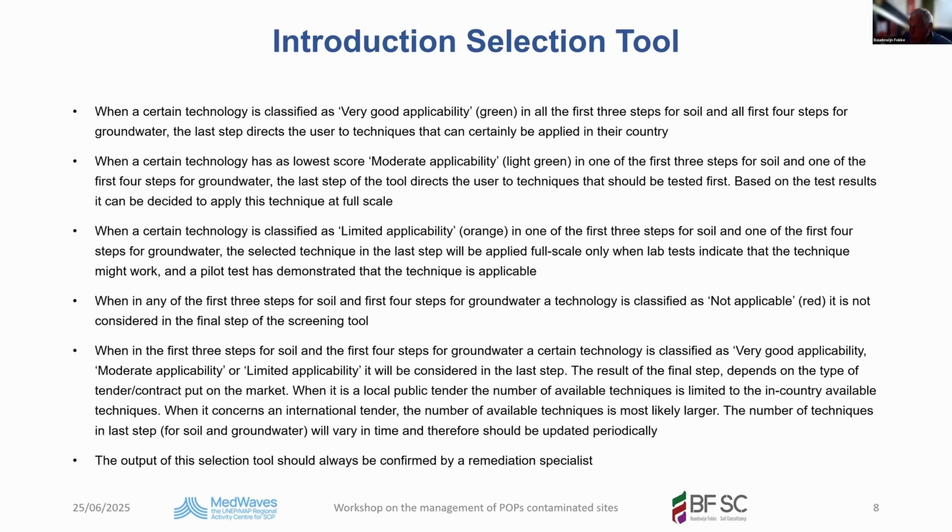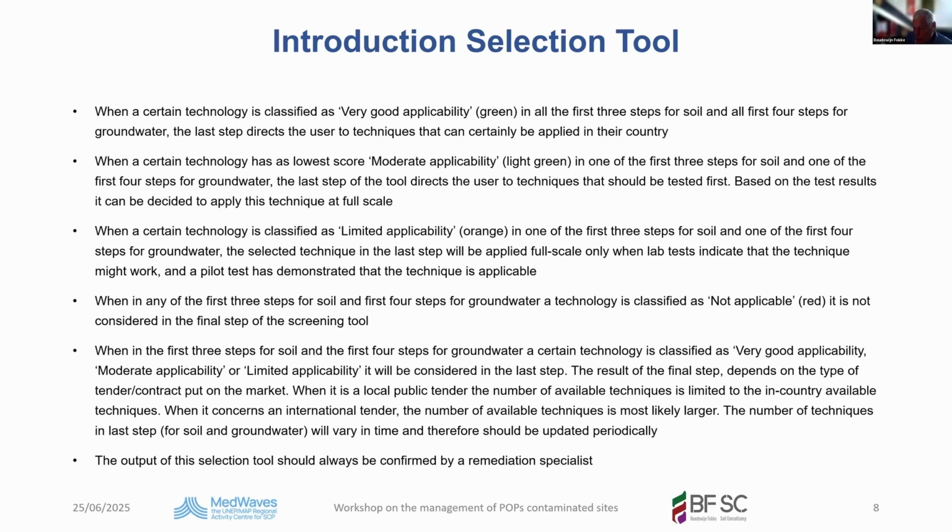Now we come to the limited applicability, orange or yellow. In one of the first steps for soil and or the first 4 steps for groundwater, the selected technique in the last step will be applied full scale only when test labs indicate that the technique works and a pilot test has demonstrated that the technique is applicable. So here it's recommended to do lab testing, bench scale testing, and a pilot before putting your money into a full-scale application. And it's very clear when one of the steps is red, you should not consider it. The others may all be green, but when one is red, you stop.